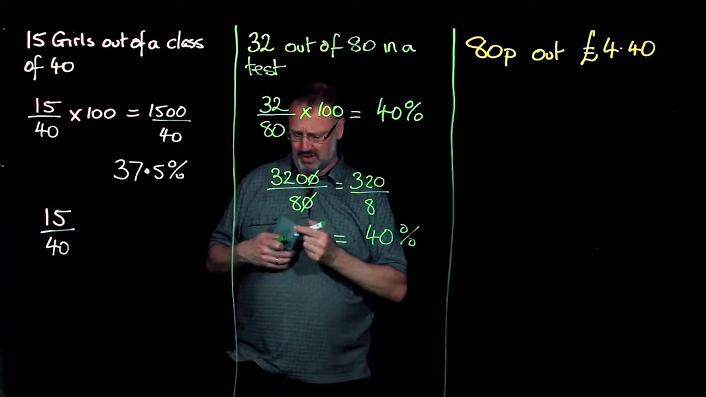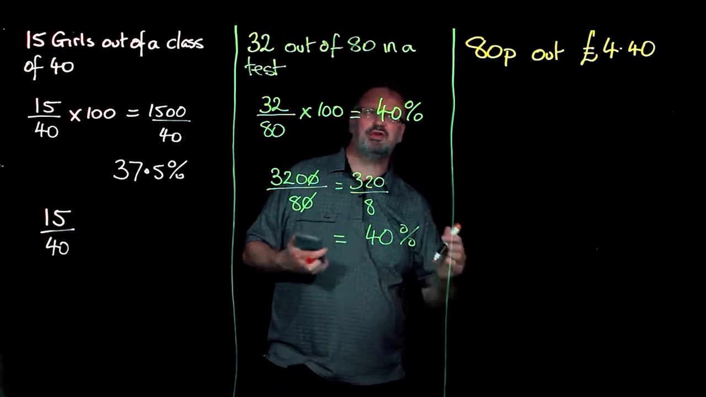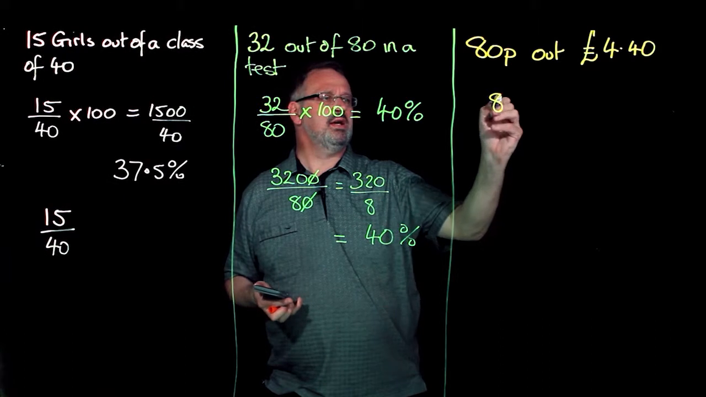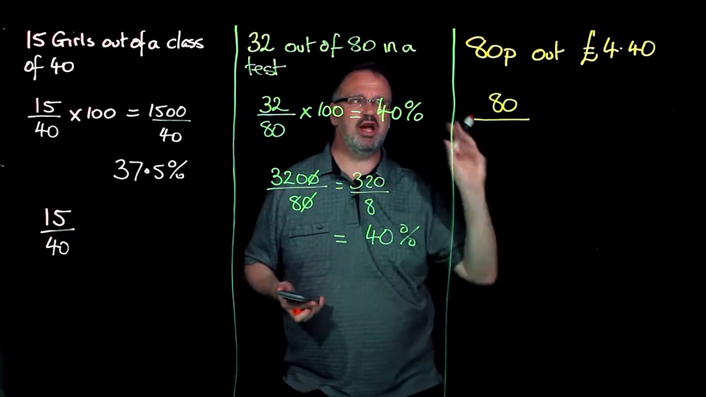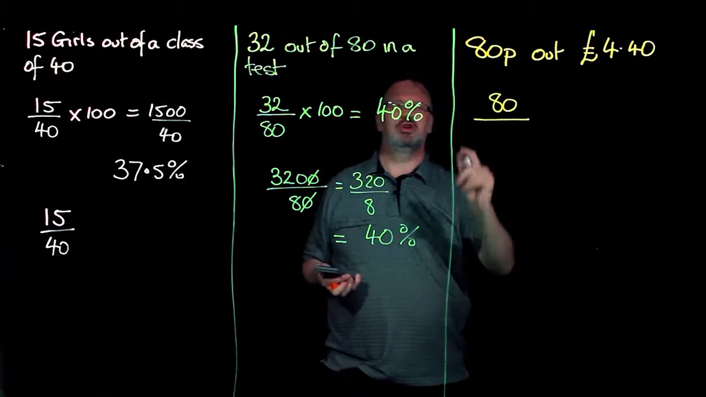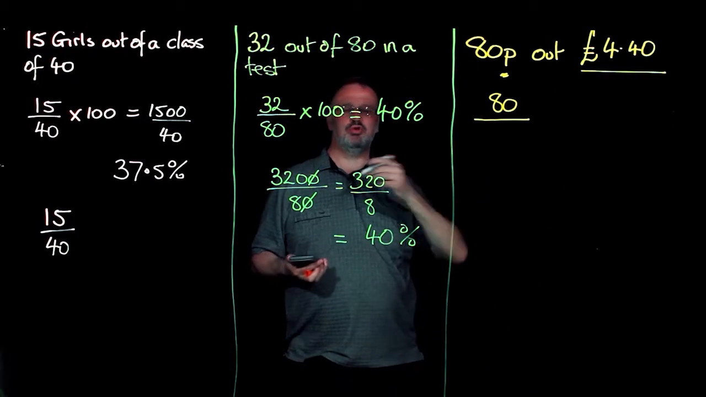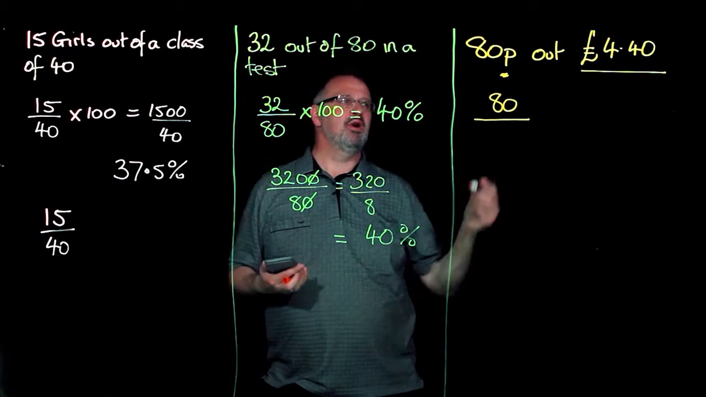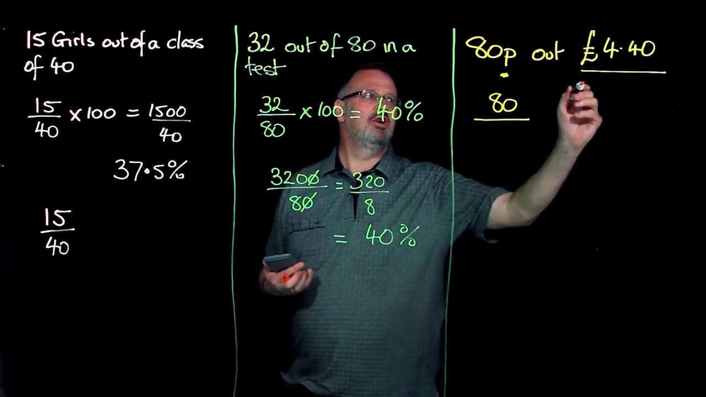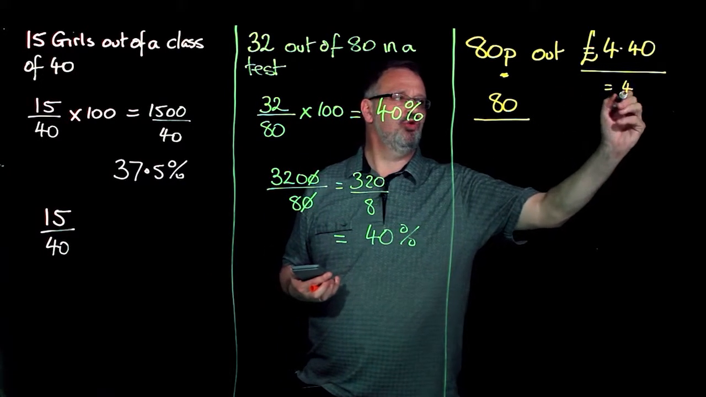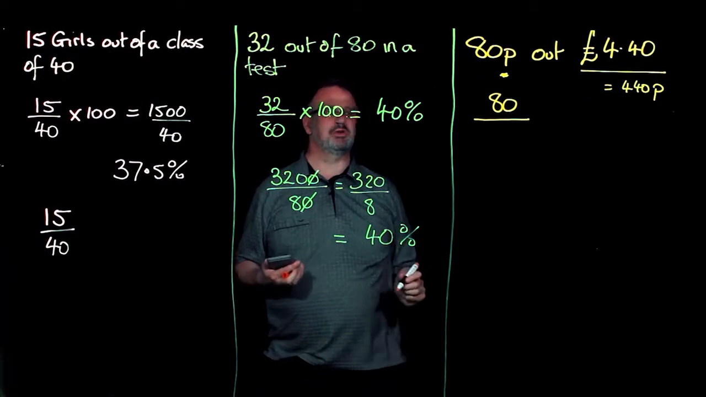The last one is going to be a bit trickier, but again, the start is the same. 80p out of £4.40. Now, here we've got to be careful of our units because I have pence here and pounds and pence there. So, not wishing to fall into a trap, I make sure that what I'm dividing by is of the same units. So here, £4.40 is 440p. So I have the same units.